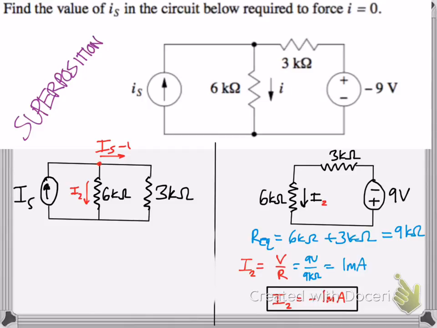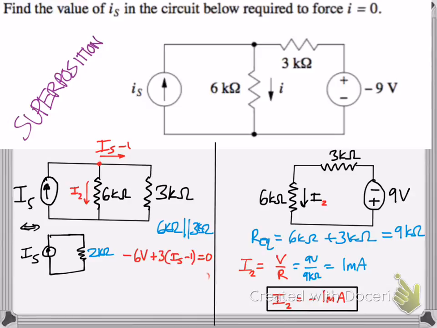we know that the current leaving, since these are in parallel, and we already know what I2 is supposed to be, negative 1 milliamp, we can just say it's the total current source minus the 1 milliamp going through. You can solve for that, and show that these two are in parallel, 6 and 3, and that makes 2 for our equivalent. Then you can use KVL and do a loop, so you get negative 6 volts plus 3 times the quantity Is minus 1 equals 0. Simplify, and you'd find that Is is equal to 3 milliamps.